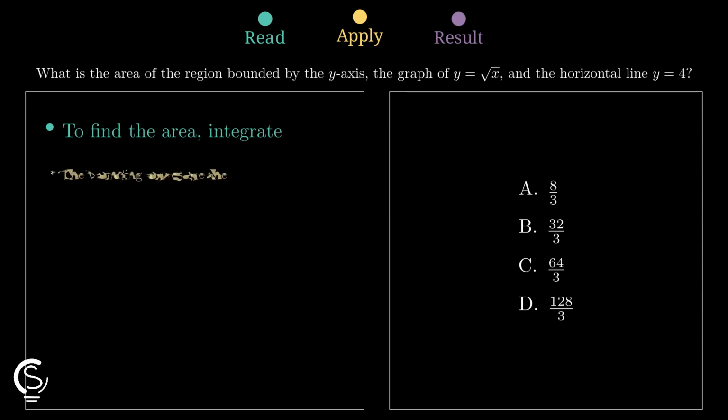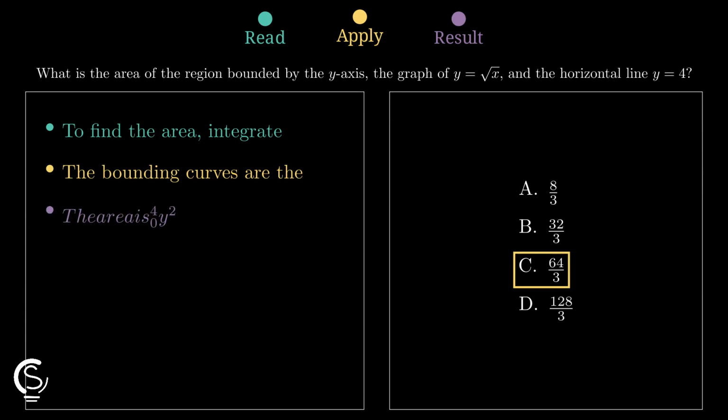Integrate y squared to get 1/3 y cubed. Plugging in 4 yields 64/3. Option C is the final area.